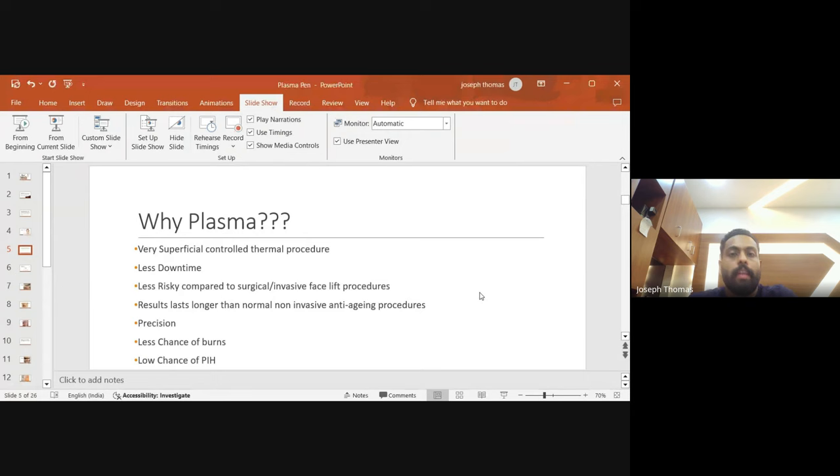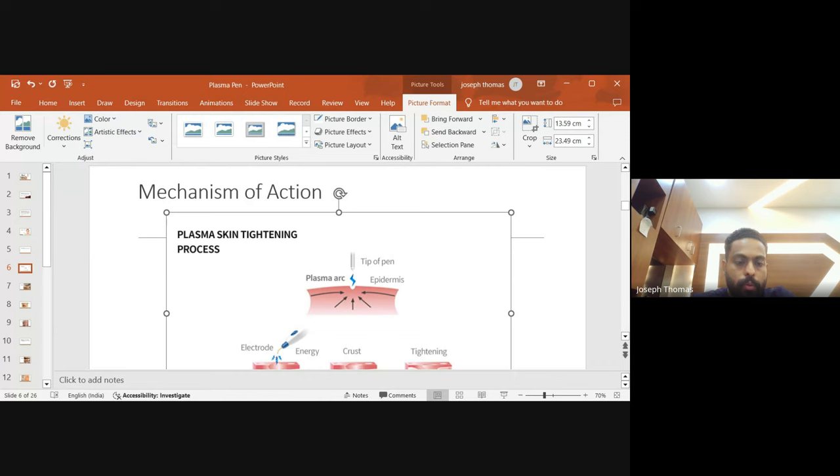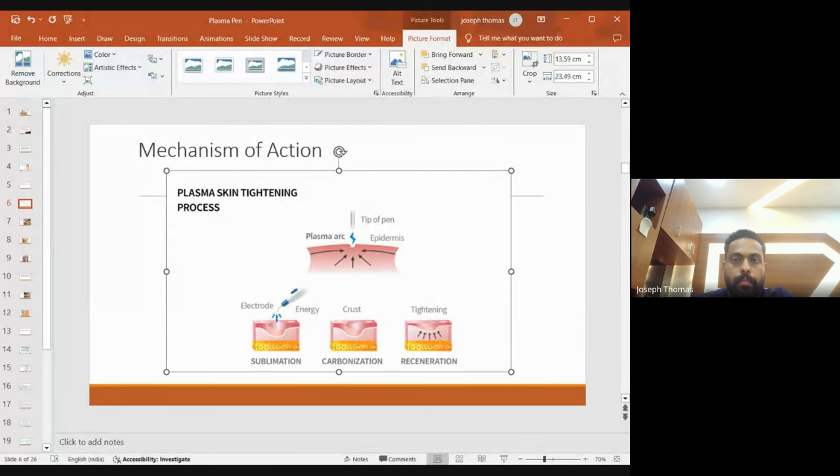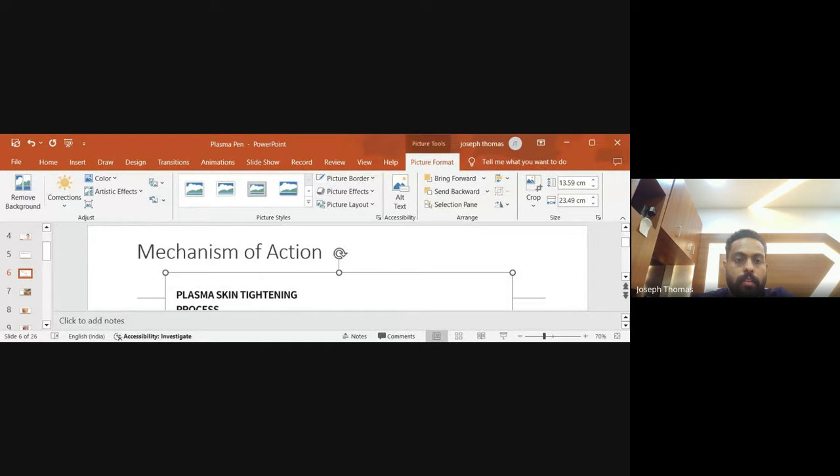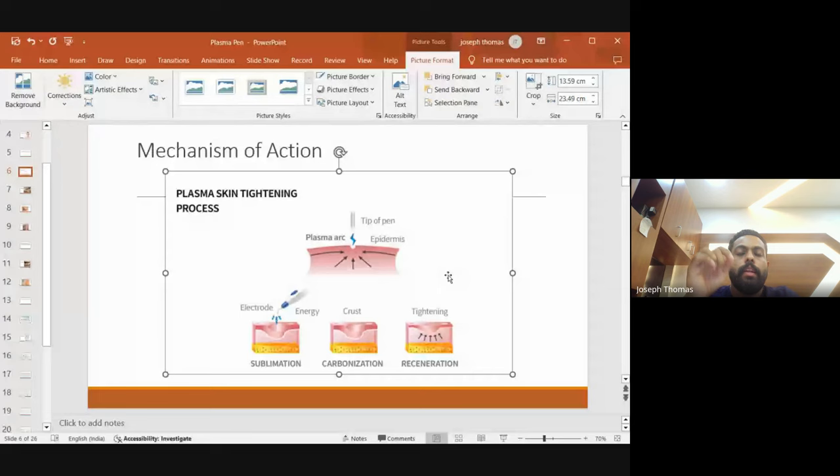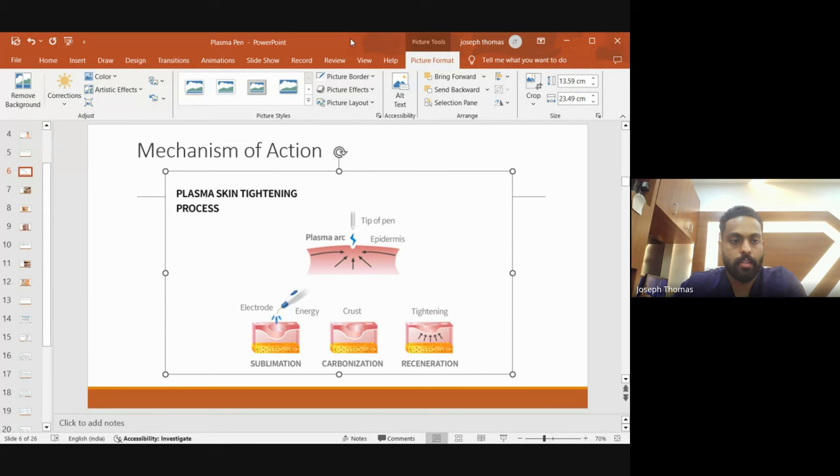So what is the mechanism of action? As you know, the tip of the pen creates a plasma arc, sublimation happens on the skin, and carbonization happens. Carbonization means darkness or the burn which happens on the skin, and then tightening or regeneration happens. That is the mechanism of action, apart from fibroblast activation, collagenogenesis, elastin formation and all.